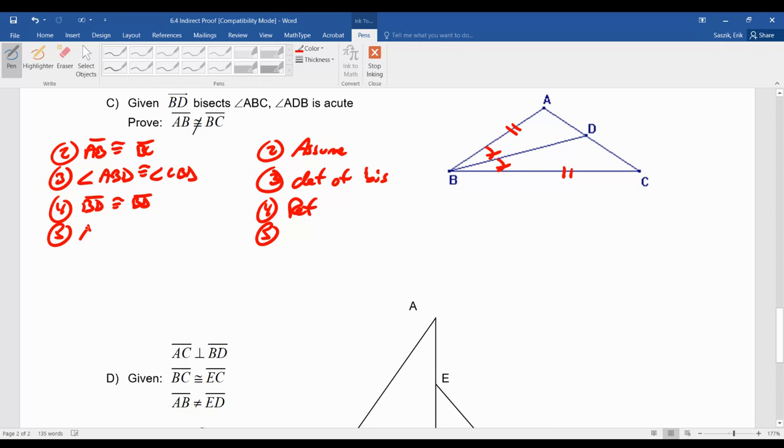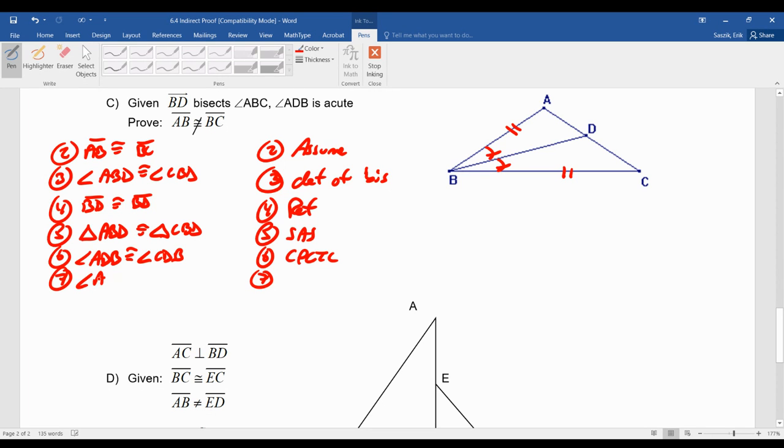Here we go. So now we have triangle ABD congruent to triangle CBD, right? And that's by SAS. Now, what are we going to take from that? This is kind of a cool problem. So we're going to take the angle ADB is congruent to angle CDB. That's, of course, by CPCTC. But now in step 7, we can say that these angles are supplementary.